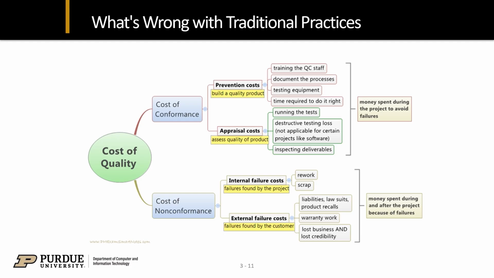Internal, we've caught the failure before it goes to the customer, and we have to scrap or rework or whatever we have to do. And external failure costs, well, okay, it got to the customer, it broke. Now we have warranty costs, we have product recalls, liability claims, customer satisfaction problems. So all these can now be quantified based on the work that Feigenbaum did, which has been very beneficial.